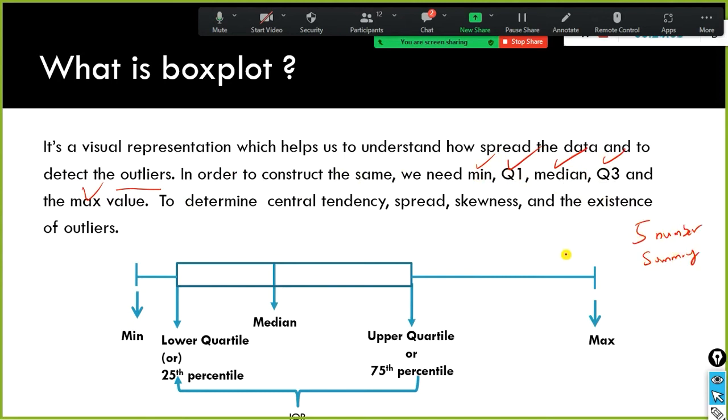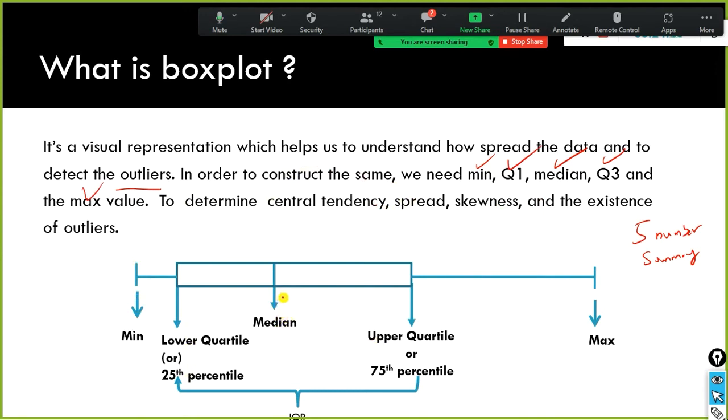Your project mate, let's say you are giving a status to your on-site data scientist, they'll ask, can you give me the five number summary quickly? So they are asking about this: What is the minimum value? What is the maximum value? What is the 25th percentile? What is the 75th percentile? What is the median?